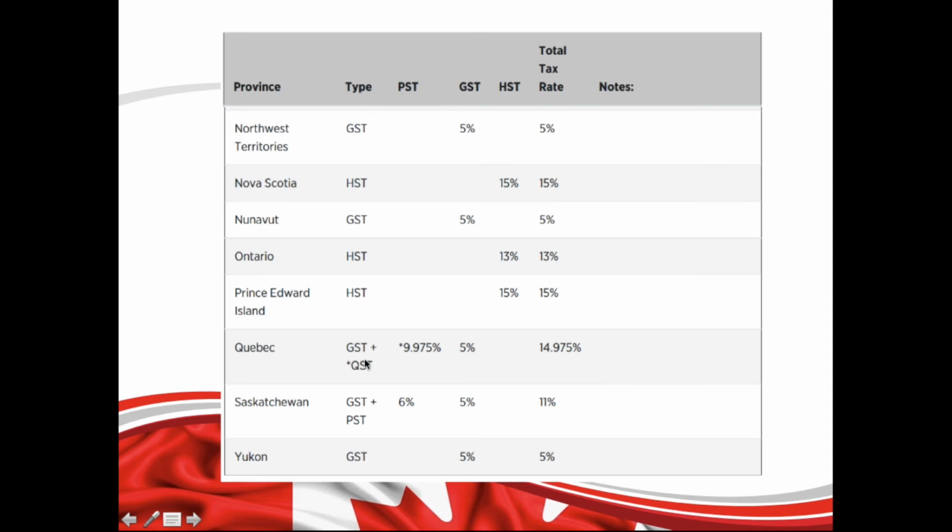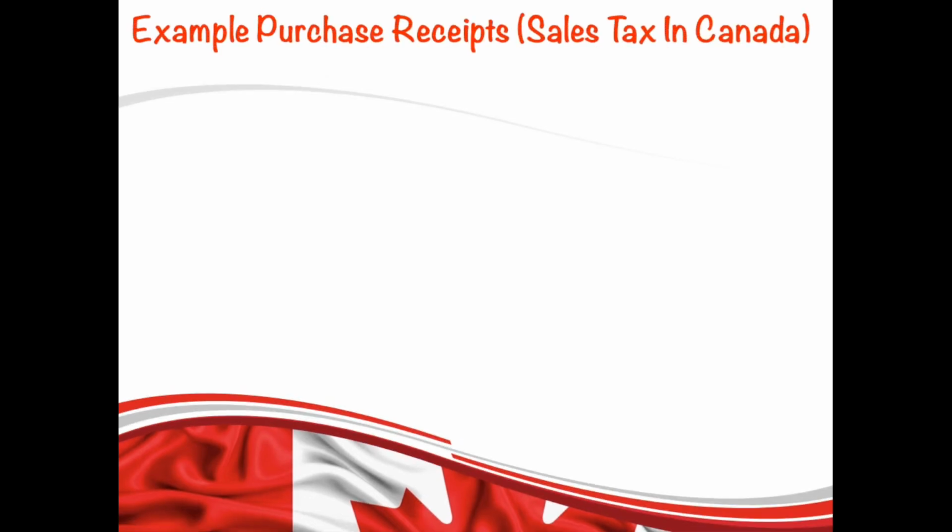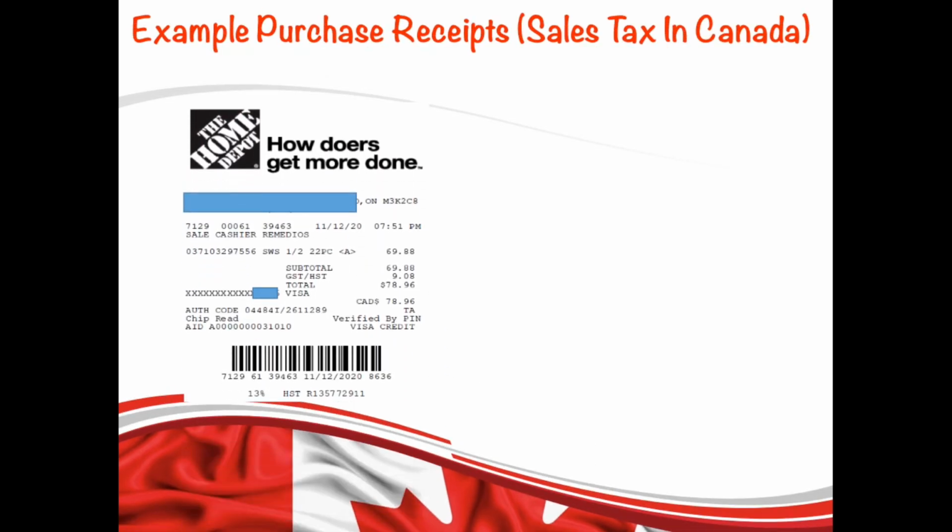And for Quebec, it is 5% for GST and 9.975% for PST. So altogether, the total tax rate in Quebec is 14.975%. And for territories, you only have to pay GST, which is 5%. Now, let me show you some of our purchase receipts as an example so that you can get an idea of how they charge sales tax in Canada.